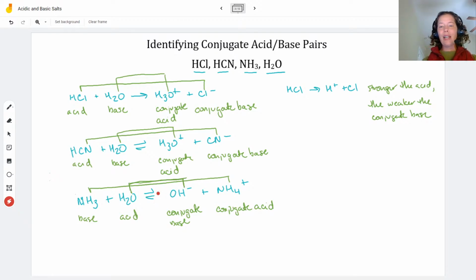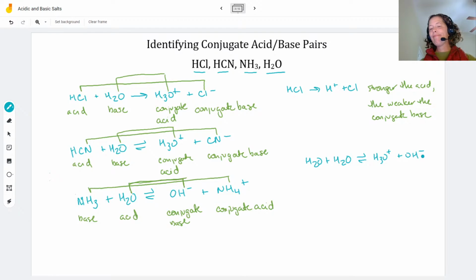Okay, so the last thing I want to talk about is water, and this is the autoionization of water, which you might have heard of. Actually, I'm going to come over here. So this means you have water reacting with itself. That's what autoionization means. It's reacting with itself. And we get the hydronium ion and the hydroxide anion. Okay, so this is what is always going on in water, even absolutely pure water.